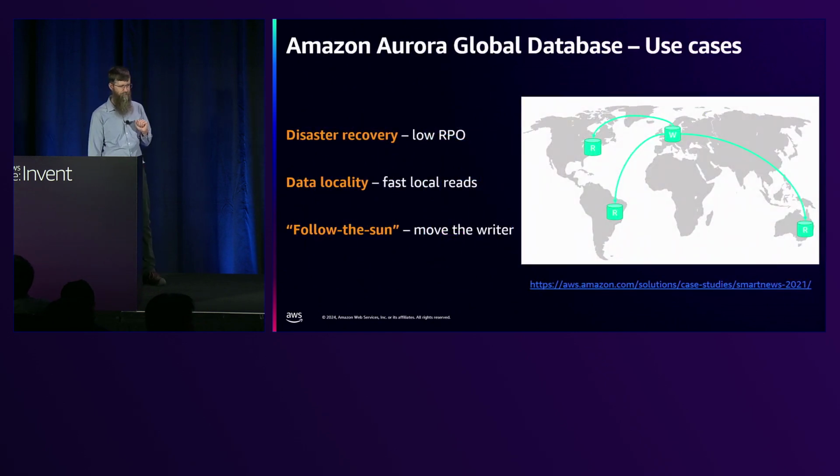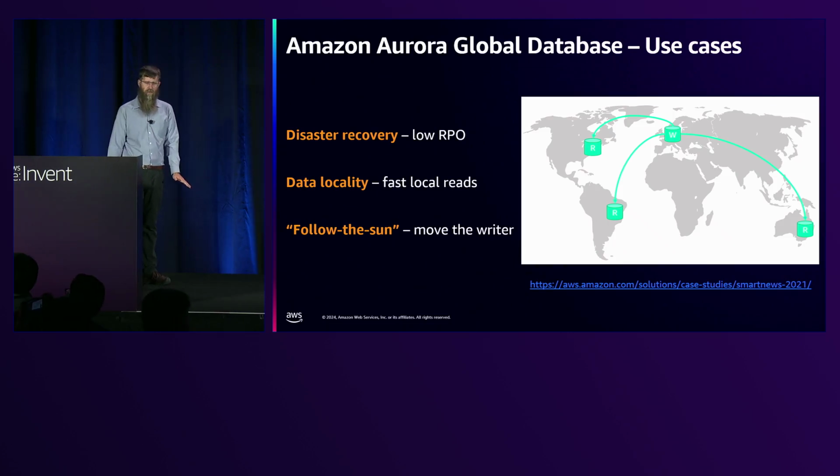So how are we going to do it? We have Aurora Global Database. That gives us low RPO disaster recovery. It gives us fast local in-region reads if you configure it that way, and it can give you follow the sun. So if you have a workload that moves from, say, Sydney to the US to Europe, you can switch your writer over there and your read latency will remain low. So what we're going to do is focus on how Global Database enables fast local reads in this example, right?